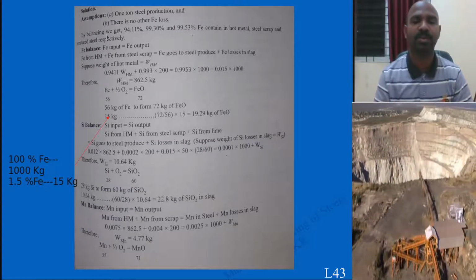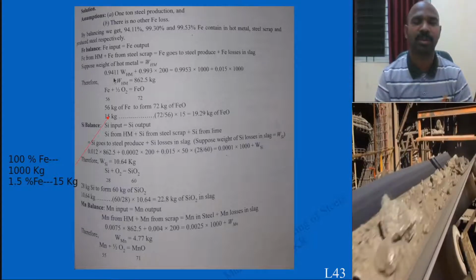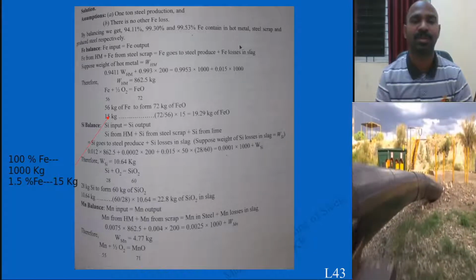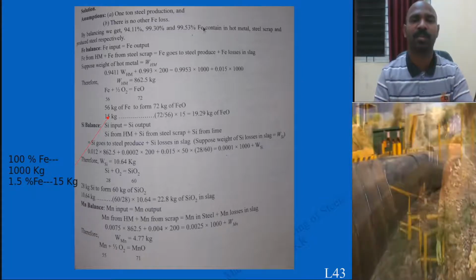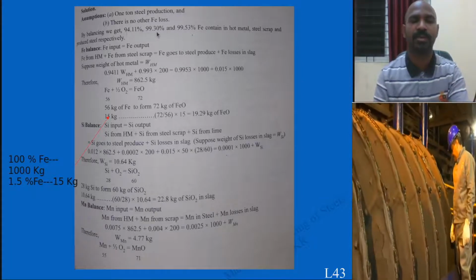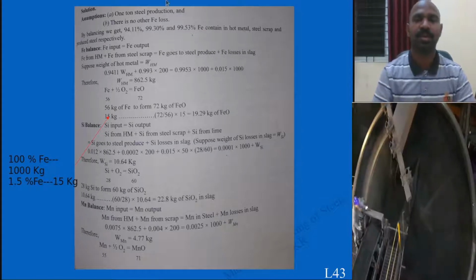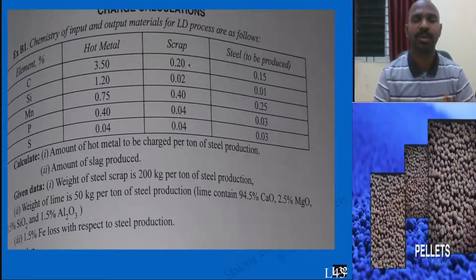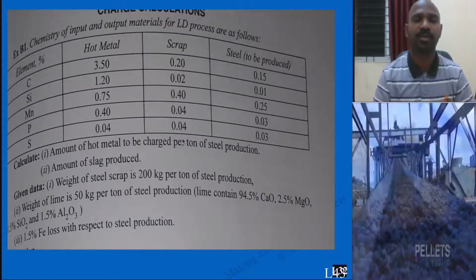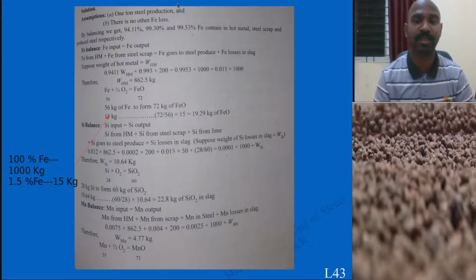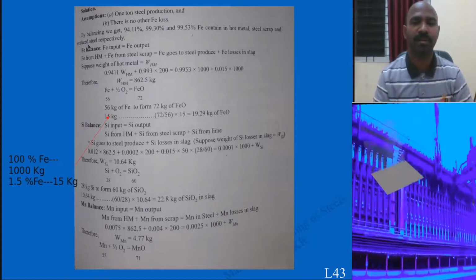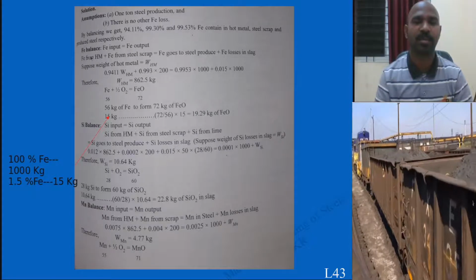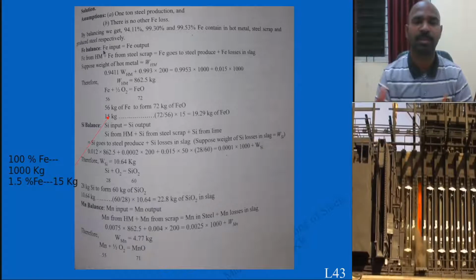Now by balancing all those things from the numerical problem, this 94.11 percentage is the hot metal iron weight percentage. 99.3 is steel scrap. When you sum up all these things, the rest is iron, as I said, that is weight percentage. When you subtract from 100, this is what you will get. And for the steel produced, 99.53. Now you try to solve and calculate.